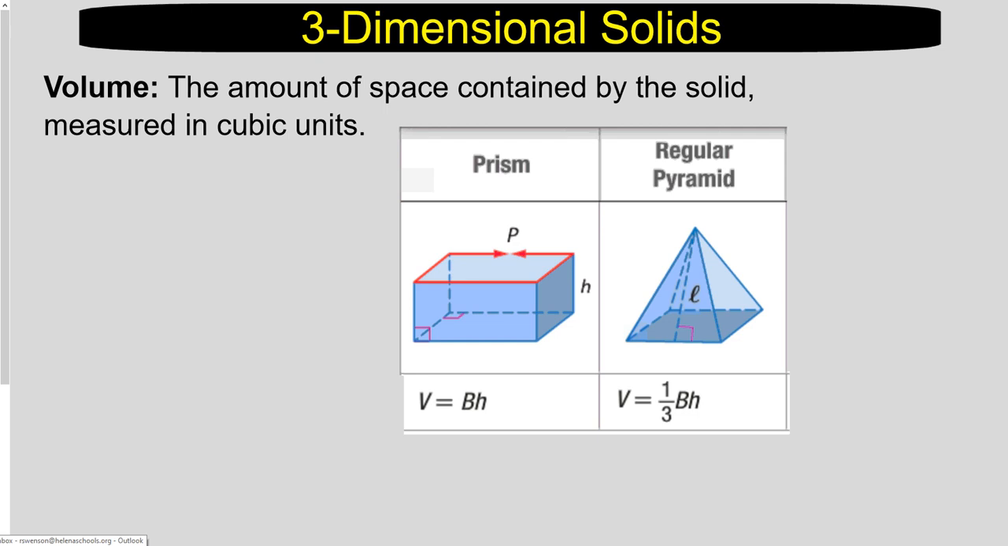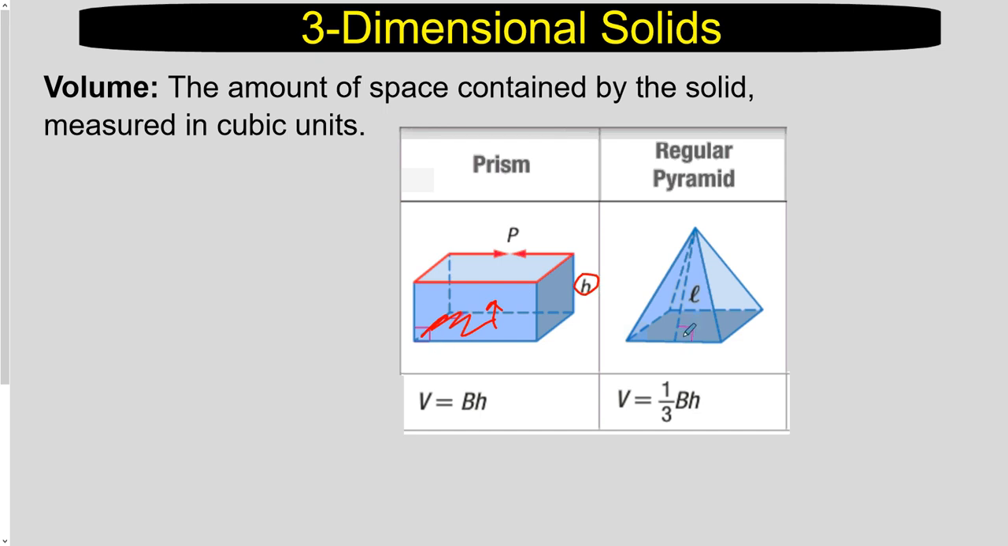Volume is the other formula that we often use in three-dimensional geometry. Volume is defined as the amount of space contained by a solid measured in cubic units. So how much stuff could each of these shapes hold? For a prism, it's just the area of the base times height. It's like we're taking the area of one of the bases and then just stretching it up by multiplying by the height, and that will calculate all of the interior space.